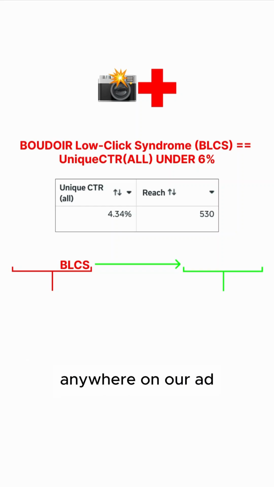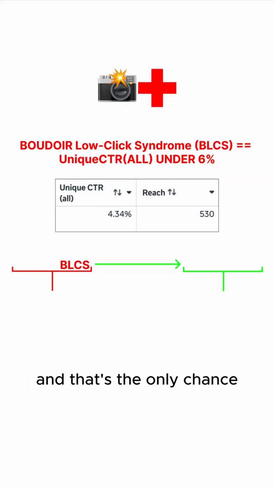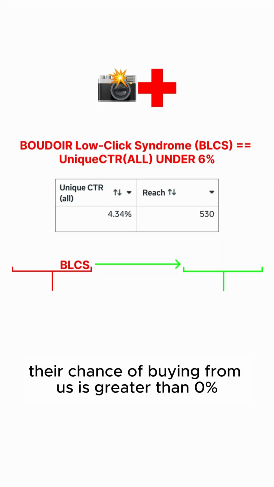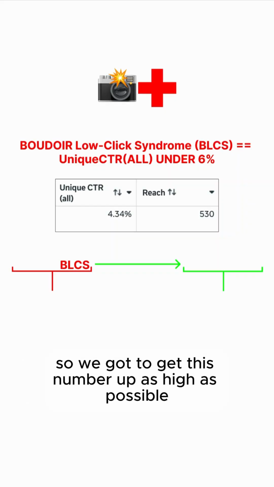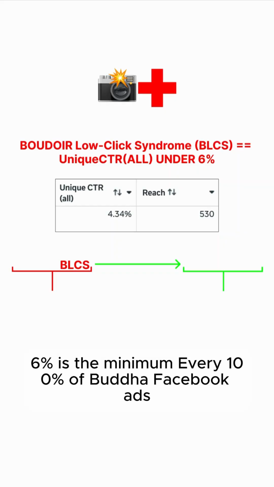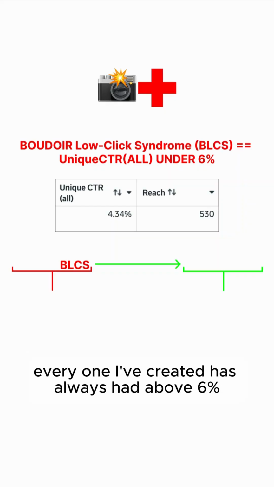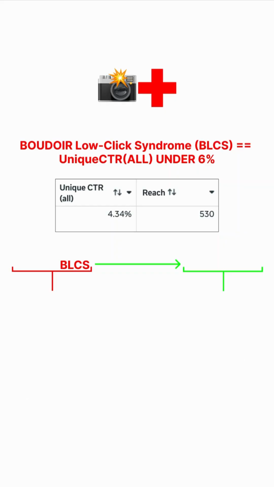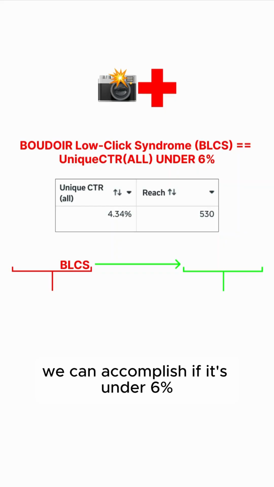We care about the number of women that click anywhere on our ad because then we know our Boudoir Facebook ad entered their brain, and that's the only time their chance of buying from us is greater than 0%. So we gotta get this number up as high as possible. 6% is the minimum. 100% of Boudoir Facebook ads can have a unique CTR above 6%. Every one I've created has always had above 6%, even when I only try a little bit. So under 6%, dude, we got massive gains we can accomplish.